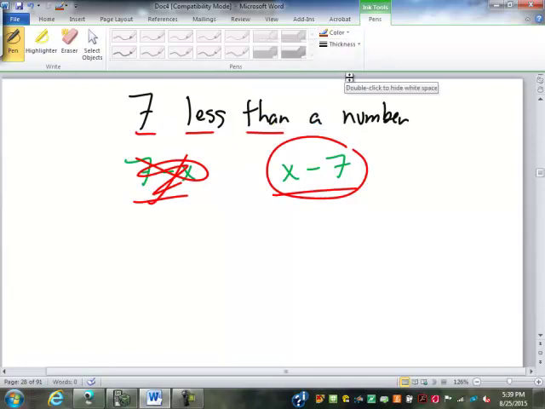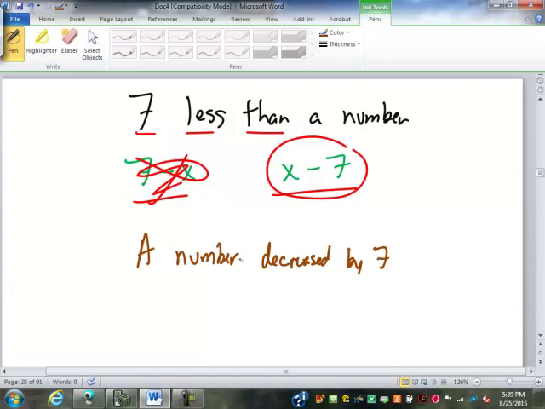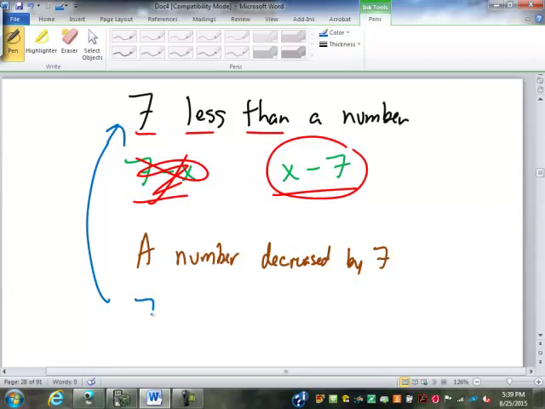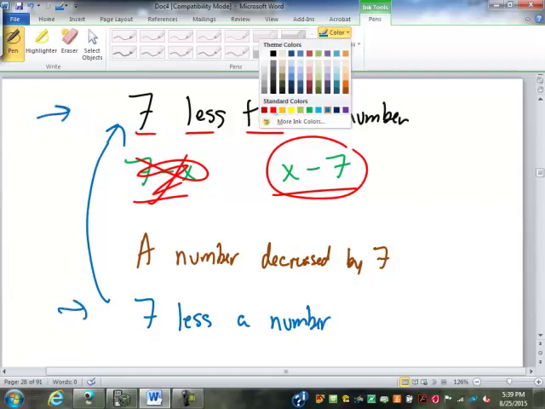And of course, there are all sorts of ways that that can be expressed. A number decreased by 7. Or the difference between a number and 7. All would indicate subtraction. Now, one that is closely related to this one, this first one, looks very similar to it, would be this. What's the difference between that one and our first one up here?